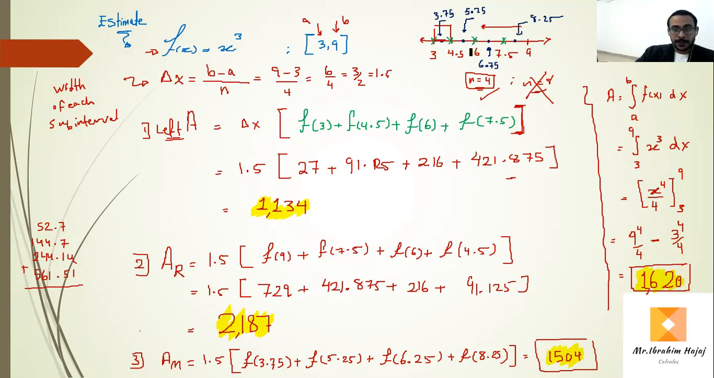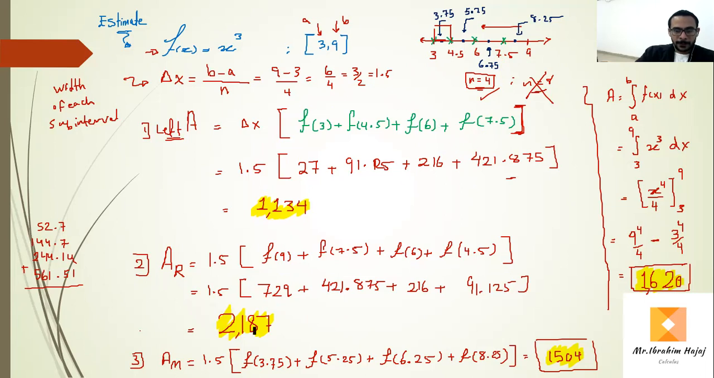I have 5 points, and I take 4 of them. From the left, I start from the left and take 4. From the right, I start from the right and take 4, so you must take 9, 7.5, 6 and 4.5. In the left rule, we don't take the 9. I start from the left side and take 3, 4.5, 6 and 7.5.